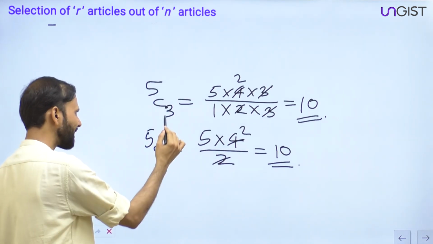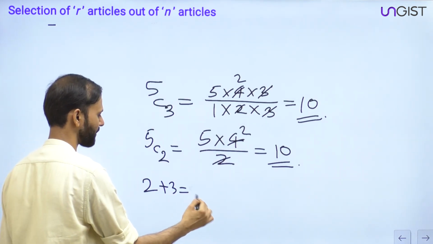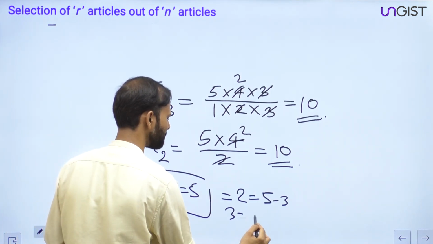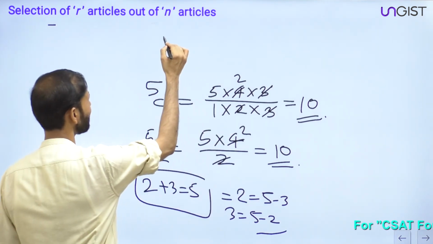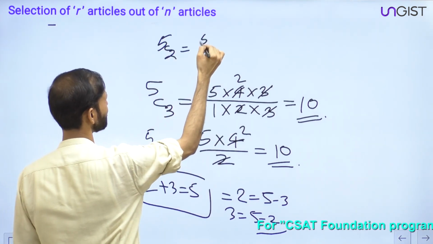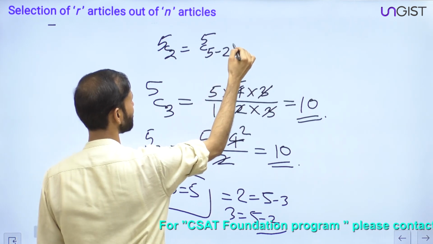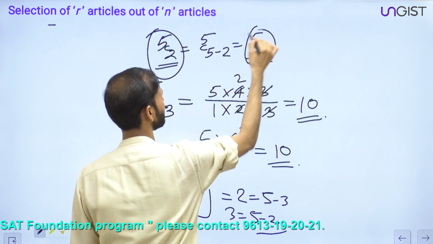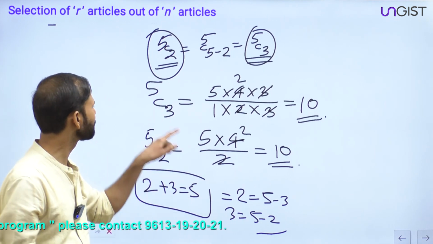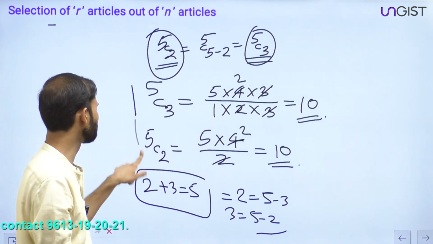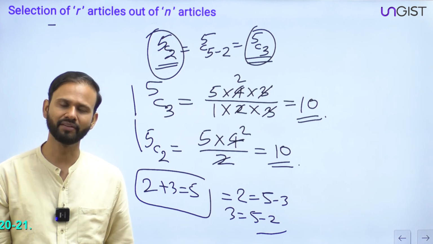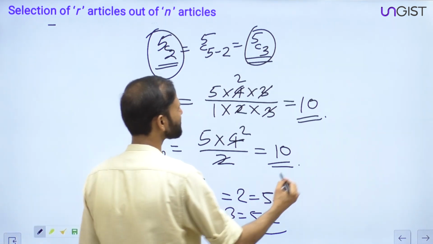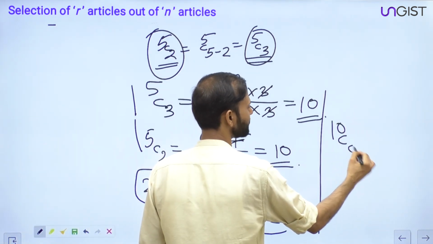You know what? Actually 2 plus 3 is equal to 5. So you can say 2 is equal to 5 minus 3, or 3 is equal to 5 minus 2. So that's why 5C2 is equal to 5C(5 minus 2), which is 5C3. That's why we are getting 5C3 as 10 and 5C2 as 10. Everybody, NCR is equal to NC(N minus R). Guys, just wait. Suppose that you need to find the value of 10C8.